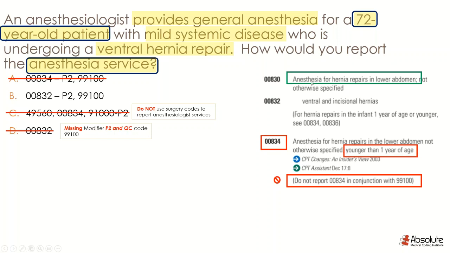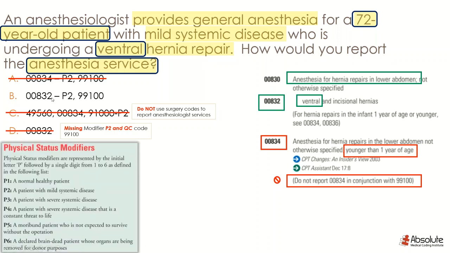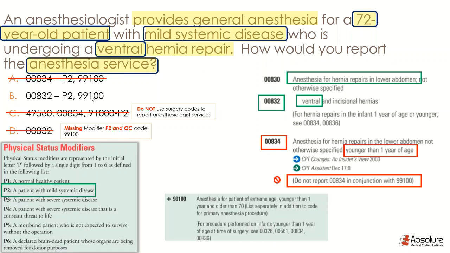So it only leaves us with B, anesthesia for hernias, lower abdomen, not otherwise specified. But we need this one because this is the common language that's before the what? The semicolon. That's what we're getting because ours was specified. It's a ventral hernia, so that's why it's 00832. And there we go. That's a good code. And we've already talked about these modifiers. It is a P2.